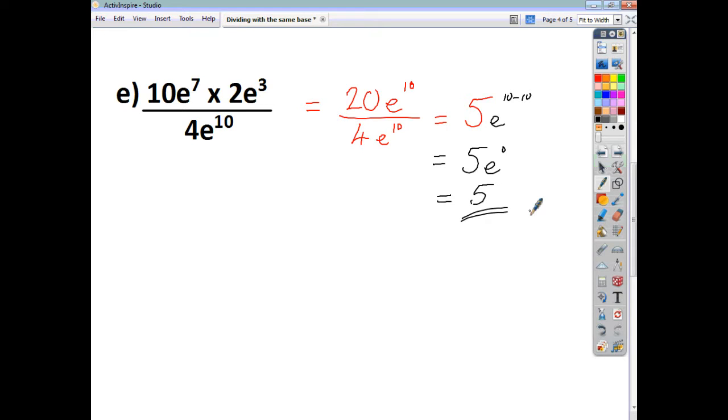So that's the rule for dividing when you've got the same base. a to the power of m divided by a to the power of n equals a to the power of m minus n.